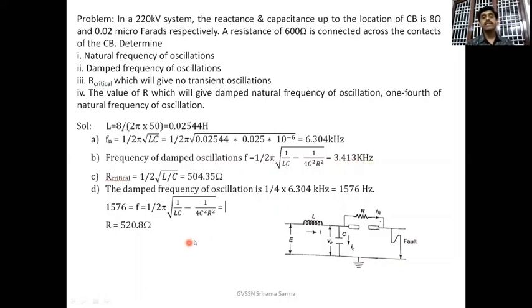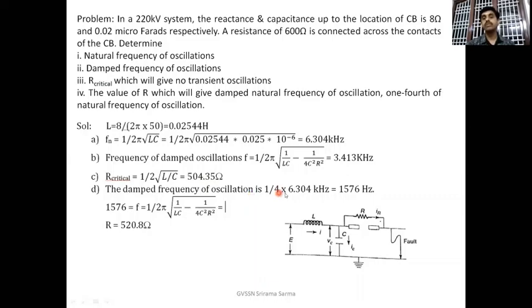So critical resistance is given by 1 by 2 square root of L by C, which is 504.35 ohms. That means if the resistance value is less than this 504.35 ohms, then there will be no oscillations. If the resistance value is more than this value, there will be oscillations.